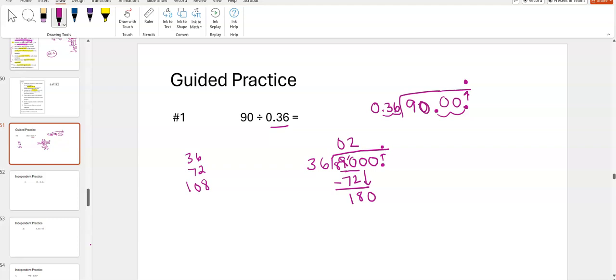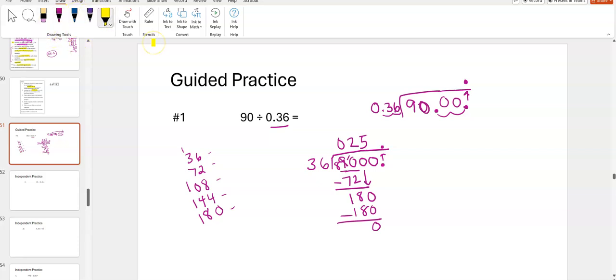Now I bring down. 36 into 180. Well, we know it's going to be more than 3. So let's add another 36 here. 144. Let's try another one. That's 180. Oh my goodness, it goes in evenly. That's 1, 2, 3, 4, 5. 5 times 36 is 180, with 0 remaining.